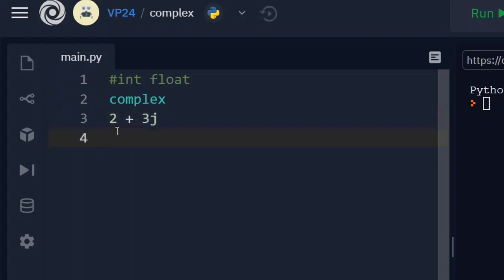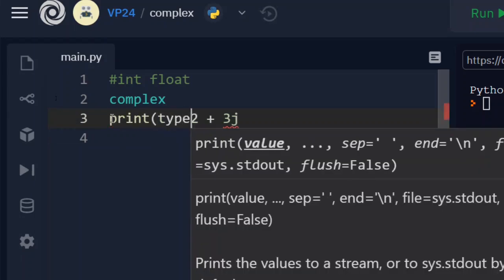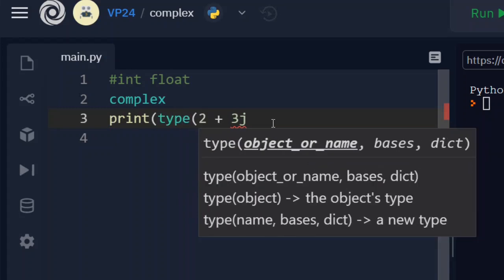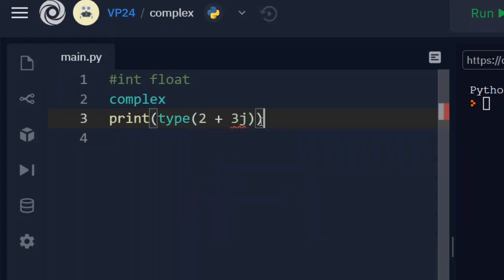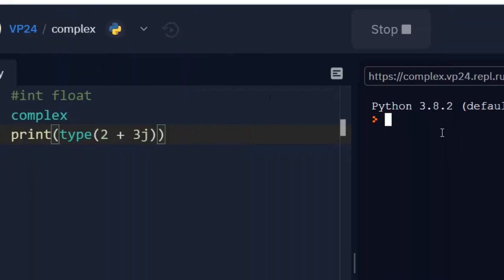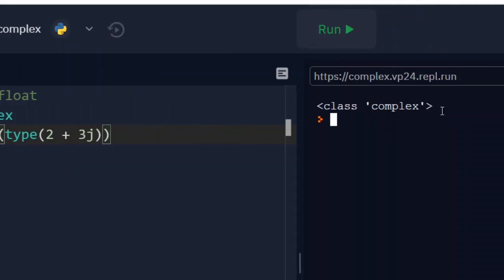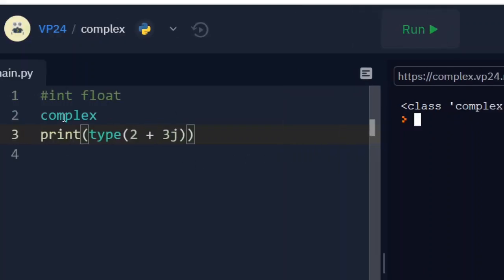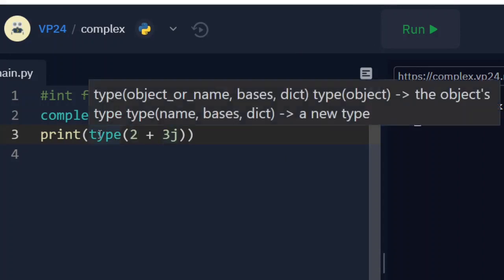and b is 3. So this is the real part and this is the imaginary part. Now we want to check whether this is our complex data type. So how can we do that? Well, say print and then type of 2 plus 3j, and don't forget the parenthesis. And then let's run this. Did you see that? We got class complex. So no doubt that complex follows this syntax, that is a real part and an imaginary part, and this is our complex data type.